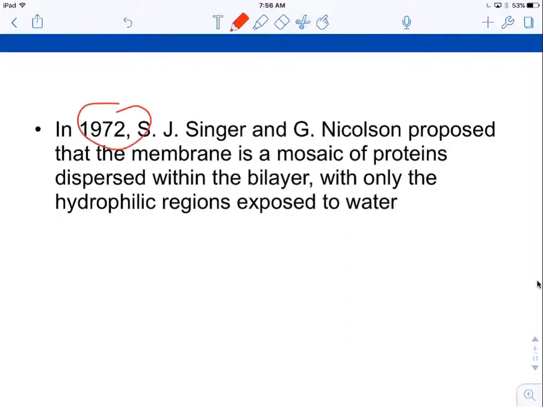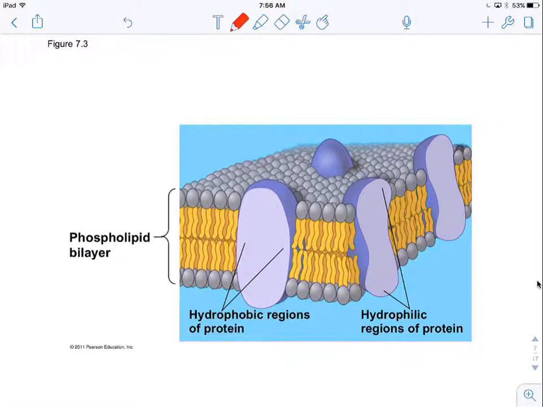In 72, Singer and Nicholson, you don't need to know them, proposed that the membrane is a mosaic within the bilayer, and that the hydrophilic regions are exposed to water. And this is basically just confirming what we know. And so here is our phospholipid bilayer, the hydrophilic head region, hydrophobic tail region, and then there are all of these proteins embedded and swimming and floating around in the membrane.